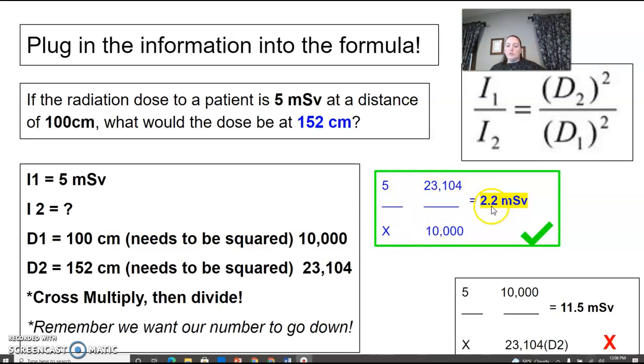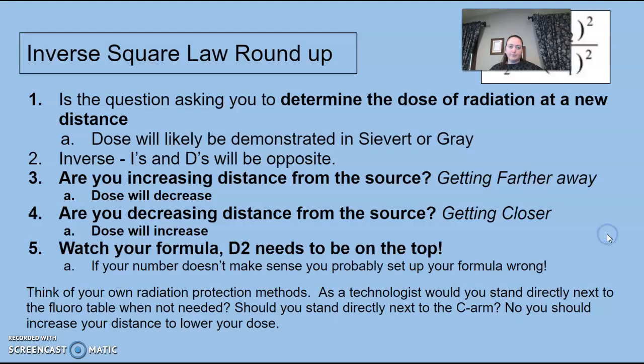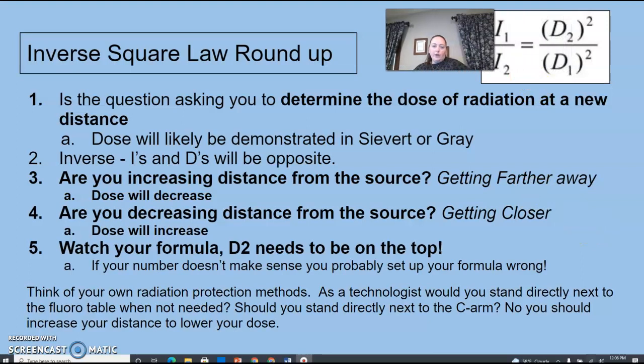The number that I got was 2.2. Is that what I wanted? Yes, we wanted our number to go down. Down in this bottom square, I flip-flopped the numbers on purpose to show you that the number is going to go the wrong direction. If you put your distances in the wrong spot, you're going to get a higher number, and that's not what you want. Okay, just a quick roundup.